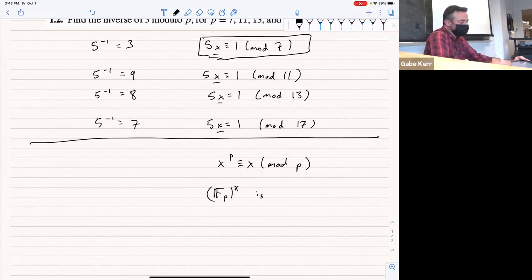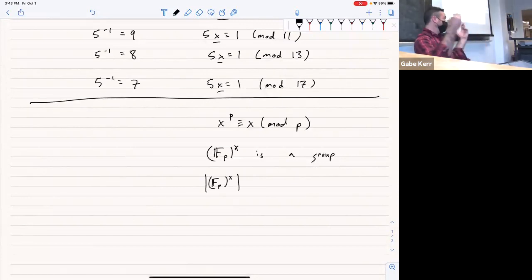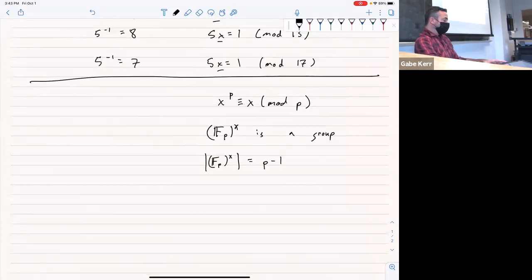This is the group, right? This is what we're saying when we say F_P is a field. And how many elements does it have? Well, the multiplicative group of the field is everything except 0. So this has P minus 1 elements. Now, Lagrange's theorem says every subgroup has order that divides the order of the larger group, for finite groups.